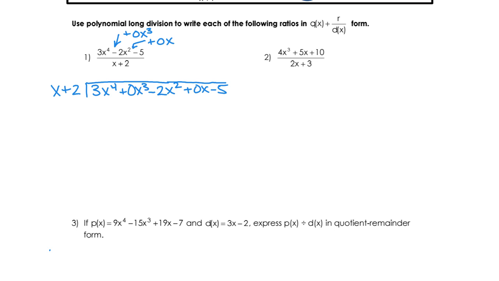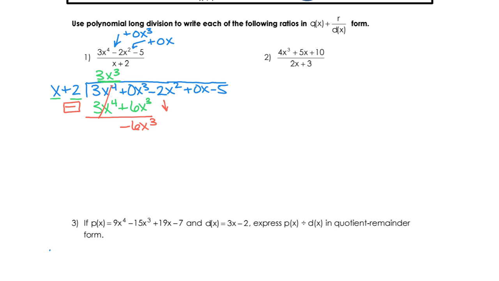Okay. So here we go. What we need up at the top is a 3x cubed. So that 3x cubed times x is 3x to the 4th. 3x cubed times 2 is a positive 6x cubed. And right there, you can see the importance of the placeholder. If that 0x cubed wasn't there, our 6x cubed term would be falling underneath our negative 2x squared, and therefore we can't subtract them because they are not like terms. So it keeps things lined up. So 3x to the 4th minus 3x to the 4th cancel. 0x cubed, 0 minus 6 is negative 6x cubed.